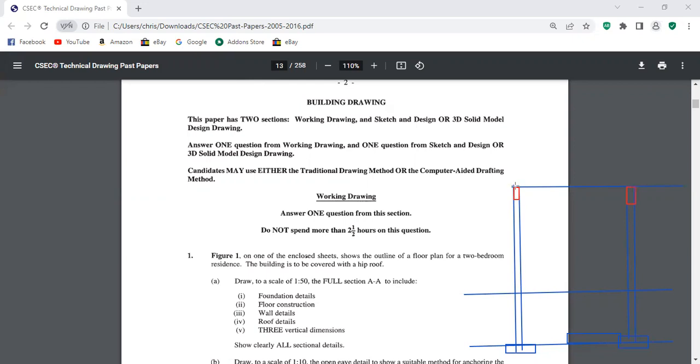What's the dimension for the wall plate? The wall plate is typically 100 by 80. So this is our wall plate right here. Now, when you're looking into the kitchen, these are the things that you'll see.